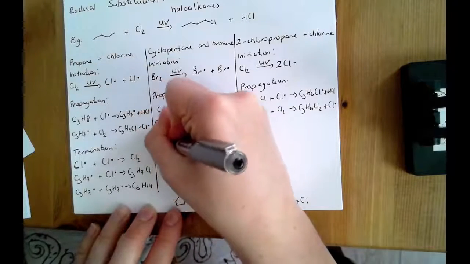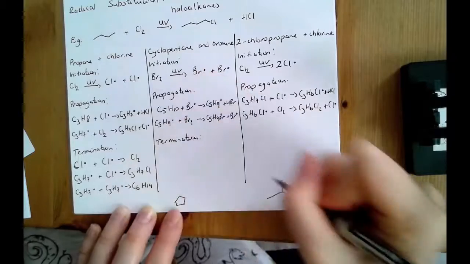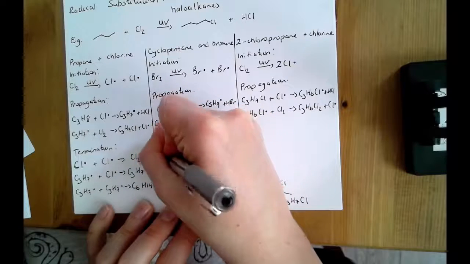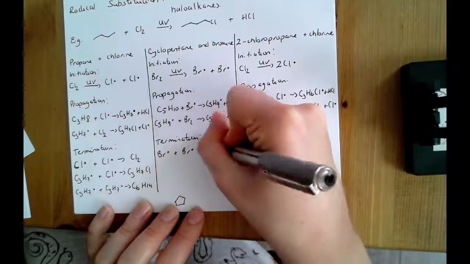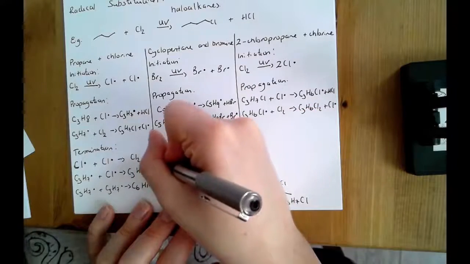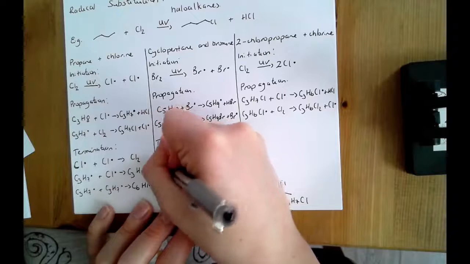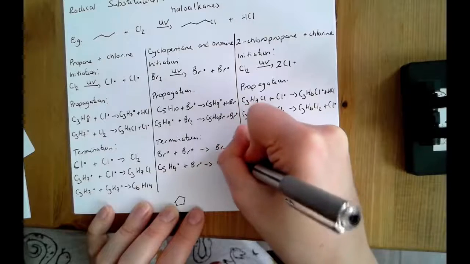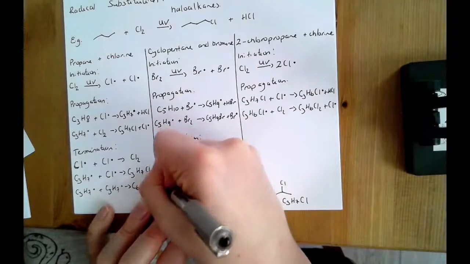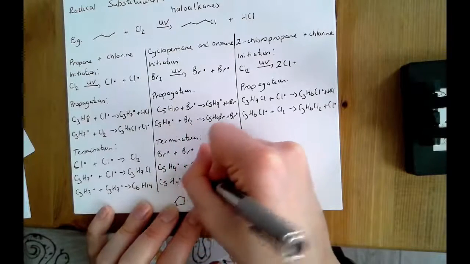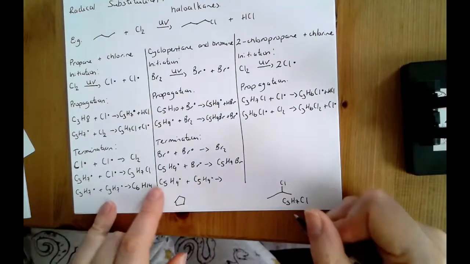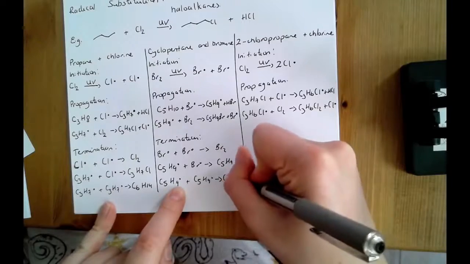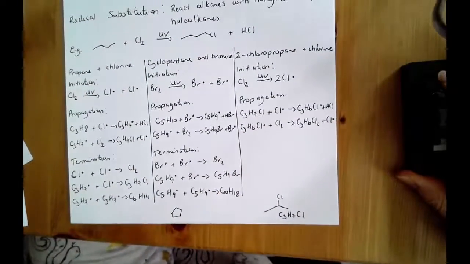In the next one, it's going to be exactly the same. It's called termination, and I take all of my radicals and I react them together. So here I've got a bromine radical. So I could have a bromine radical combining with another bromine radical to form Br2. I could have my alkyl radical, which in this case is C5H9 radical. I could have that colliding with a bromine, C5H9Br. And I can have my C5H9 and my C5H9 reacting together, adding these two together. So 5 and 5, I've got 10 carbons in total. 9 and 9, I've got 18 hydrogens. I'm just adding them together.